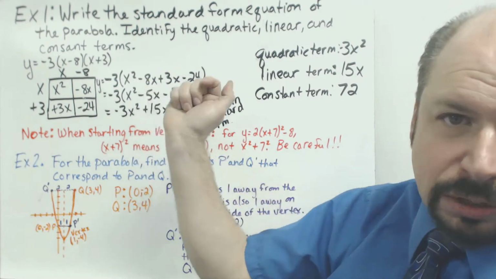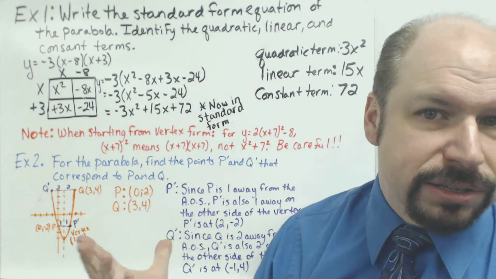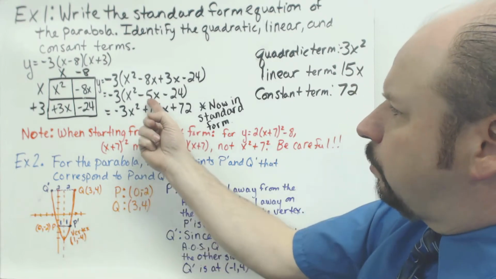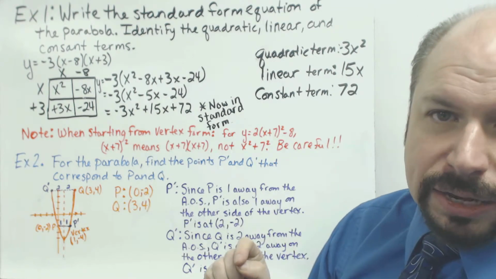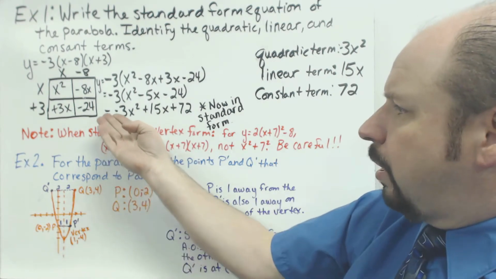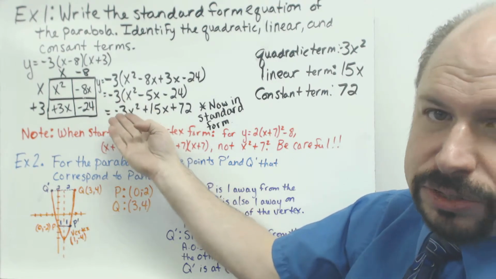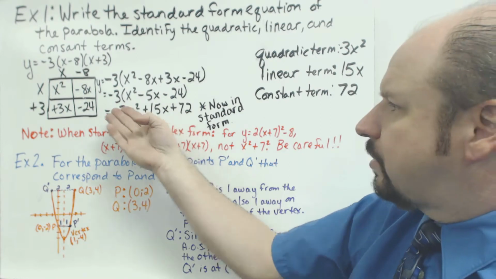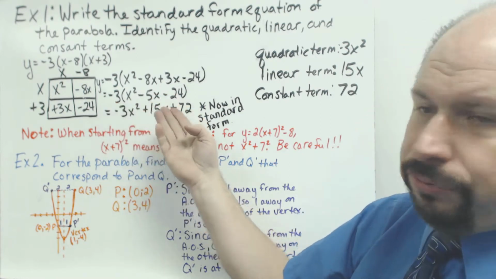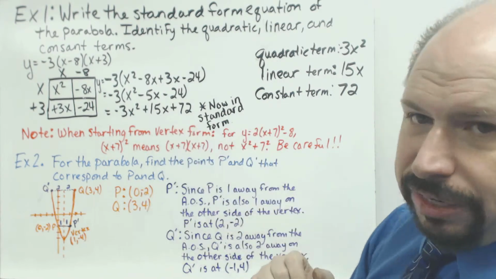But first, let's go ahead and combine those like terms. So negative 8x plus 3x is negative 5x. So I've replaced those with the negative 5x. And now let's go ahead and distribute. Negative 3 times x squared is negative 3x squared. Negative 3 times negative 5x is plus 15x. And negative 3 times negative 24 is plus 72. So this is now in standard form.